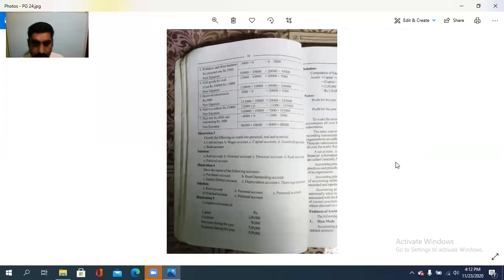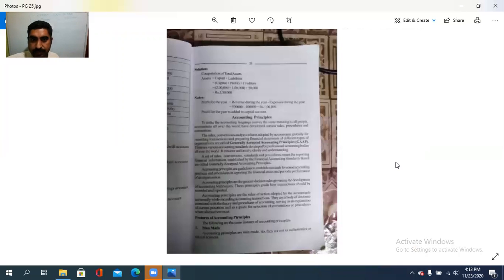So we will see how the total assets are calculated. Capital is 2 lakh, then creditors are 50,000, then revenue, that is the sales revenue, is 5 lakh, then expenses 4 lakh. Okay, so we will check how this is. Computation of the total assets.